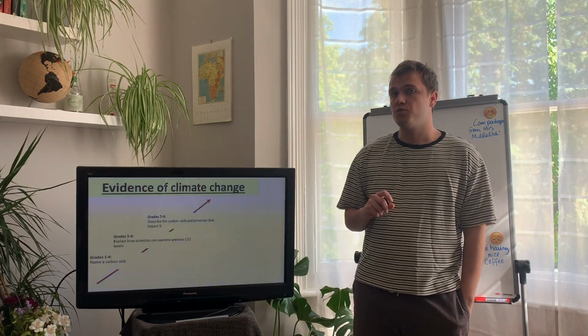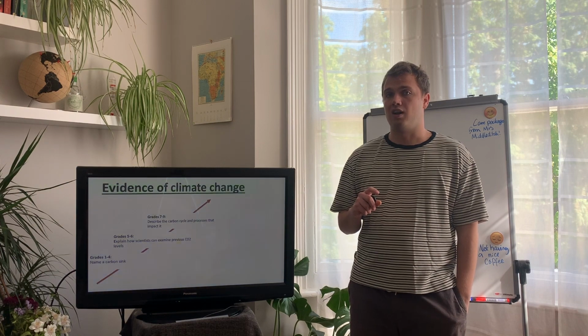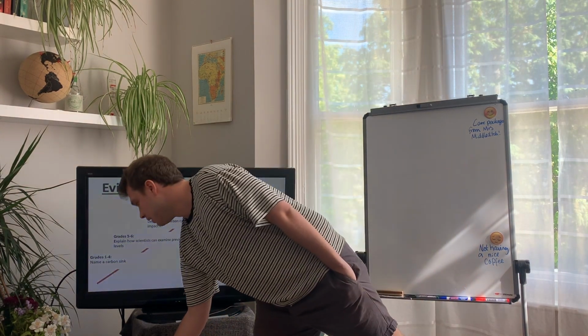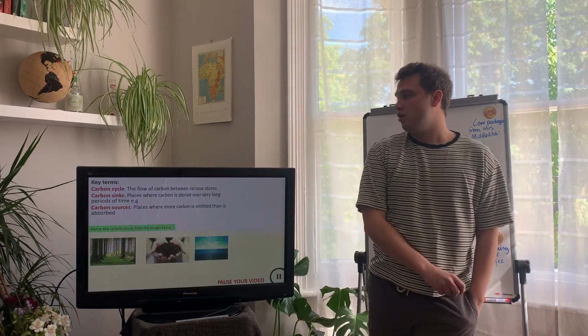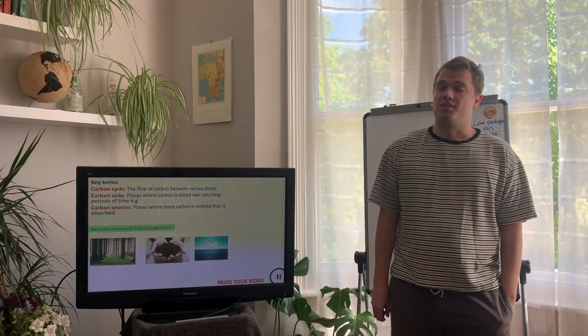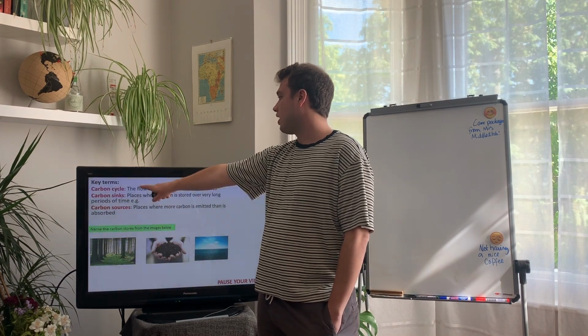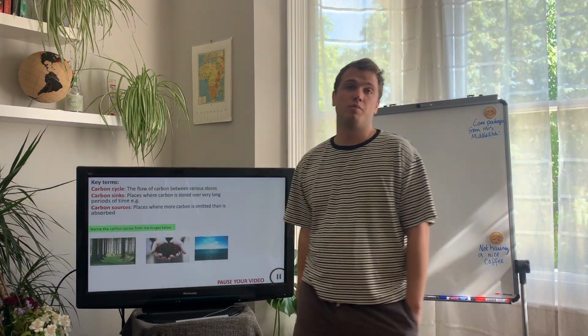Okay, so the title in your book today is evidence of climate change. Please write that out and underline it for me. So we're going to start off with 3 key terms here. We've got carbon cycle, carbon sinks, and carbon sources.